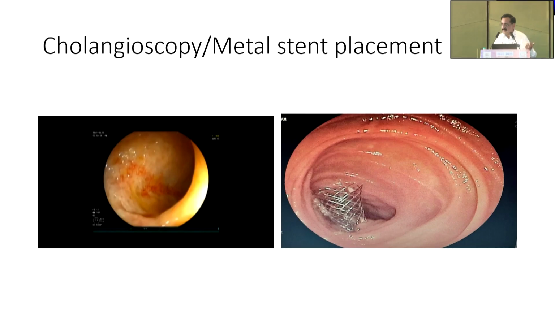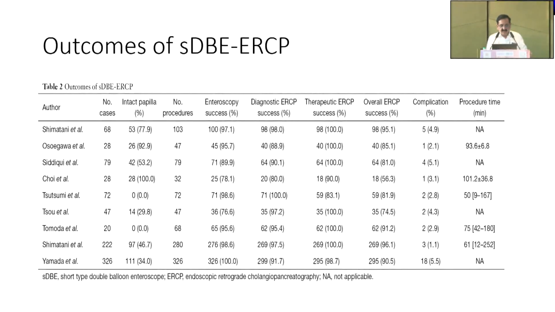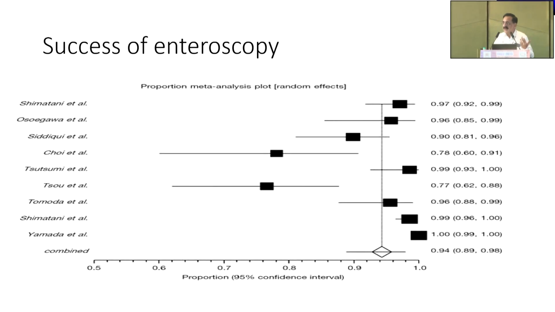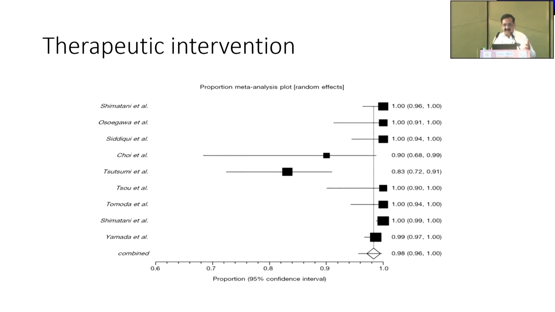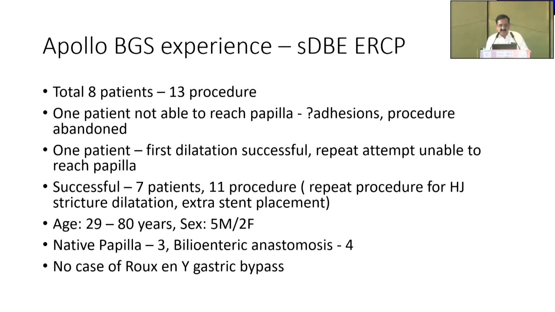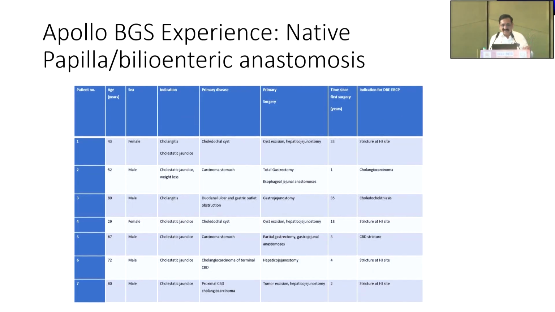Placement of metal stent is possible now with short double balloon scope, therapeutic type, which is about 2 centimeters. There is now plenty of literature available that short double balloon scope scores over long double balloon scopes in the altered anatomy situation. We have our own experience, a small one, but we found that probably this is one of the best procedures when your loop size is between 100 and 150 centimeters. Beyond 150 centimeters, you have to use a rescue technique in these circumstances.